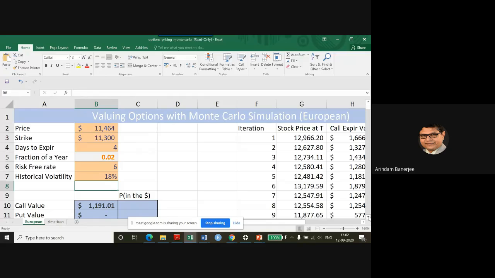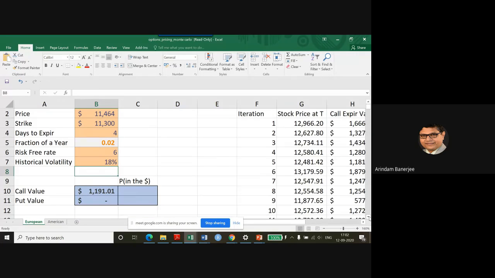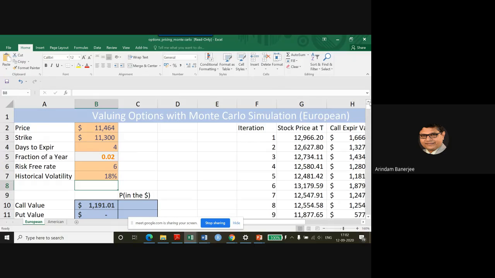It is showing 1191. It's pretty high. 11464 square 4.